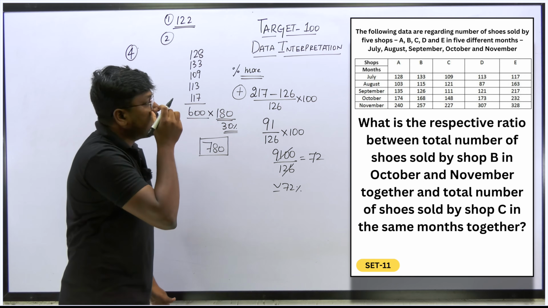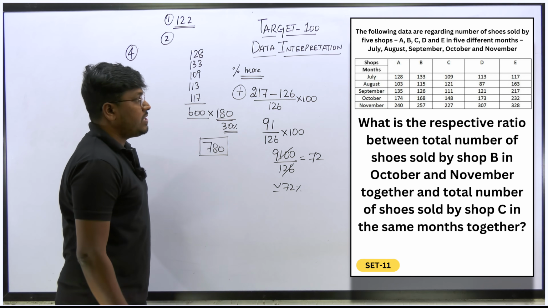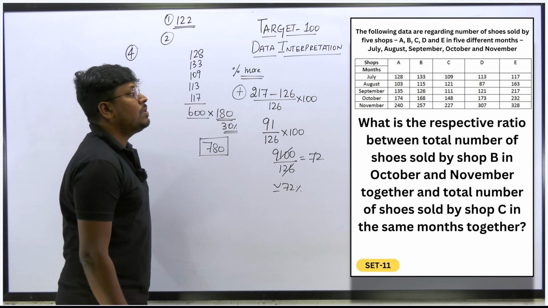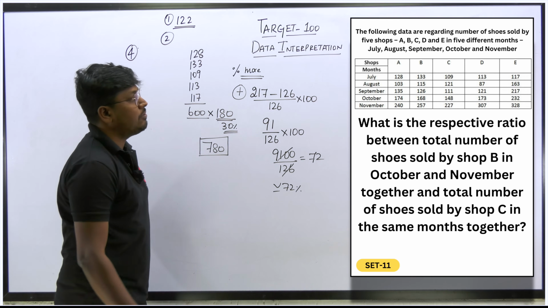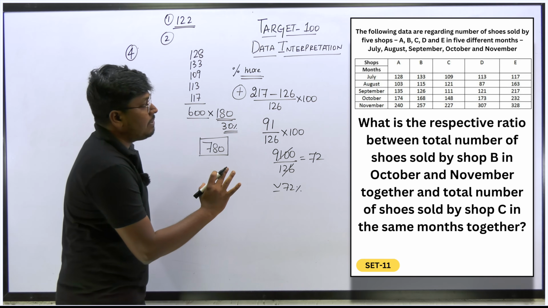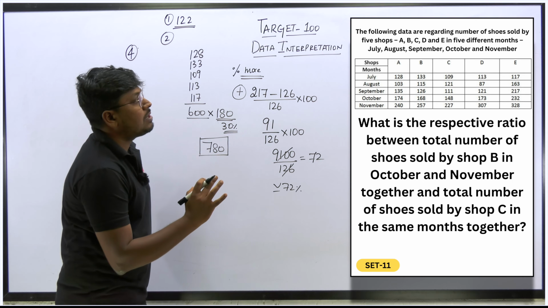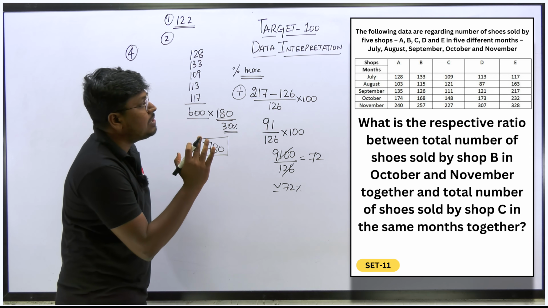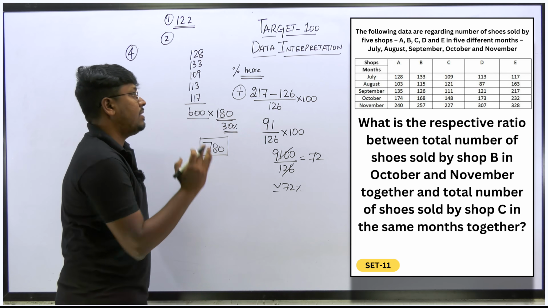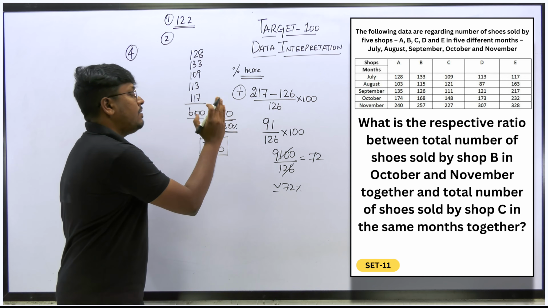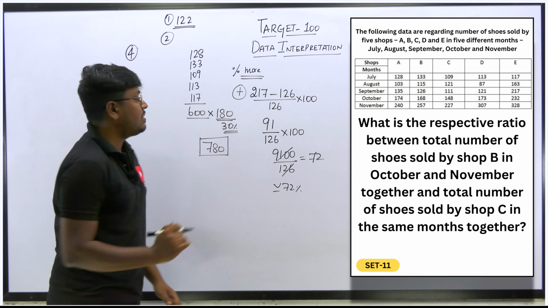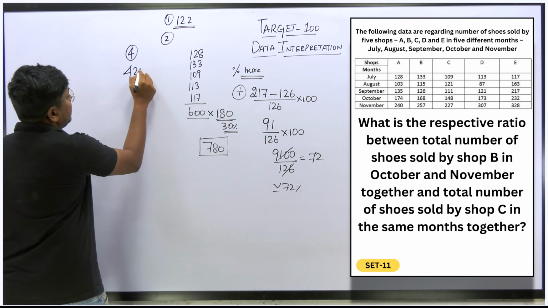So question number 4. What is the respective ratio between the total number of shoes that was sold by shop B in October and November month? So we need to find the ratio. October month, the shoes sold by shop B is 168, and November 257. So 200 plus 100 will be 300, 60, 50, another 100, 425. So the answer will be 425, the left hand side part.